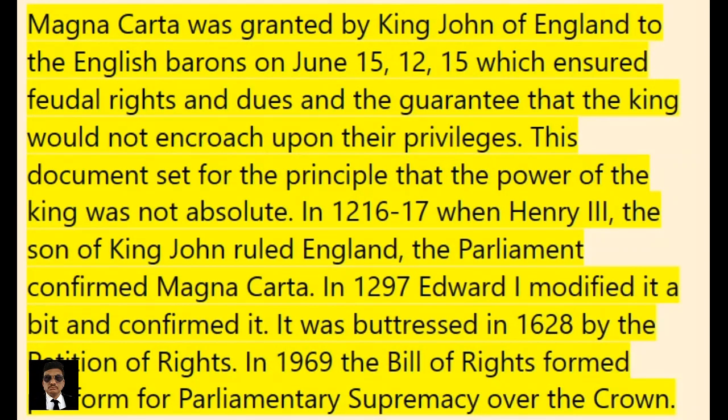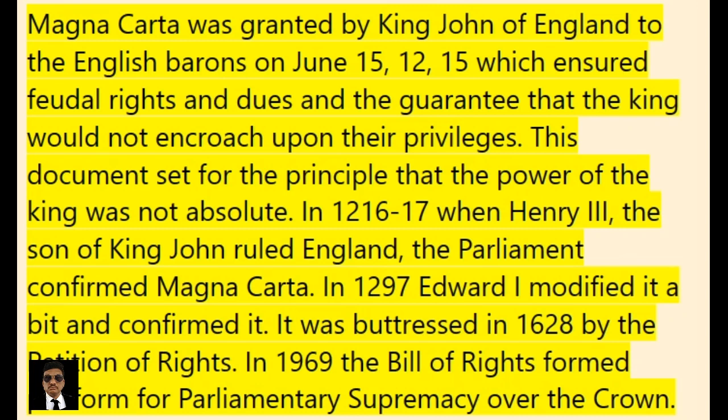Magna Carta was granted by King John of England to the English barons on 15 June 1215, which ensured feudal rights and dues and the guarantee that the king would not encroach upon their privileges. This document set forth the principle that the power of the king was not absolute.